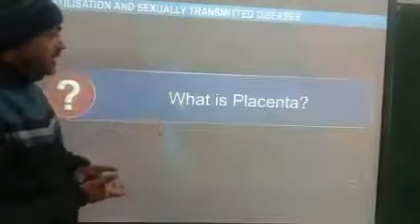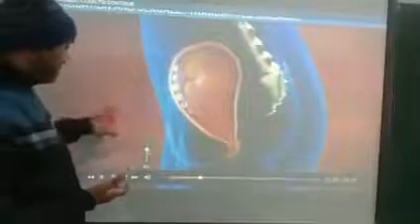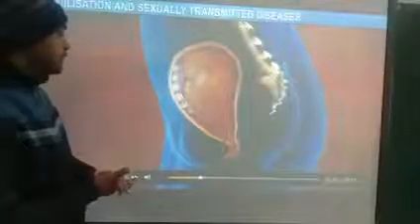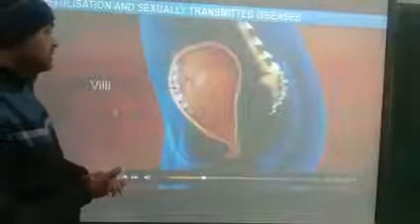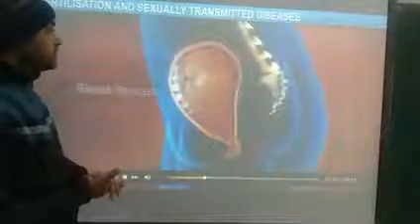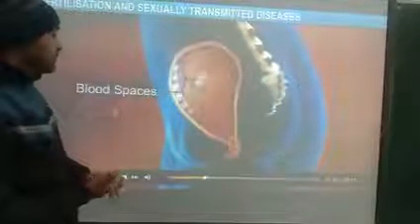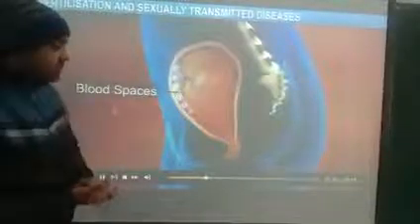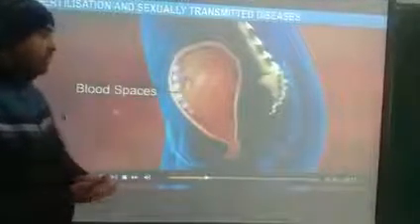So what is the placenta? As we discussed, the placenta is the structure that is attached to the wall of the uterus, embedded in the uterine wall. It contains villi on the embryo's side of the tissue. On the other side are blood spaces which surround the villi.